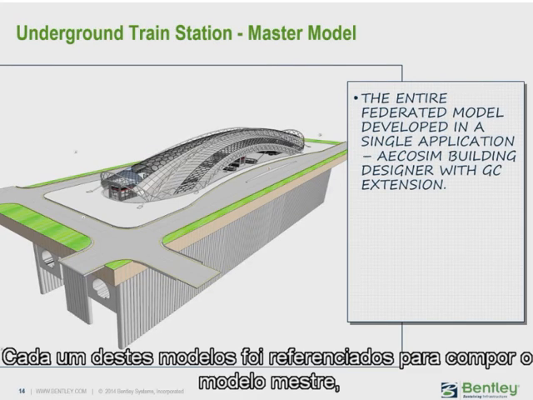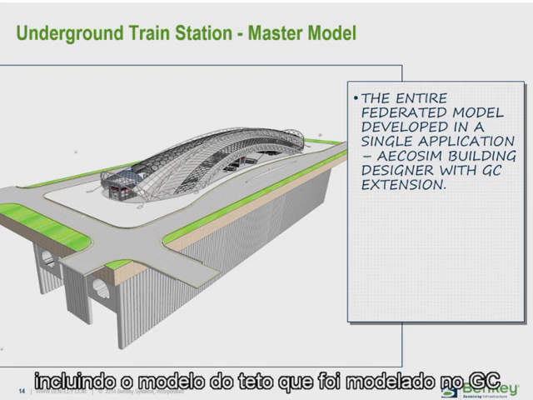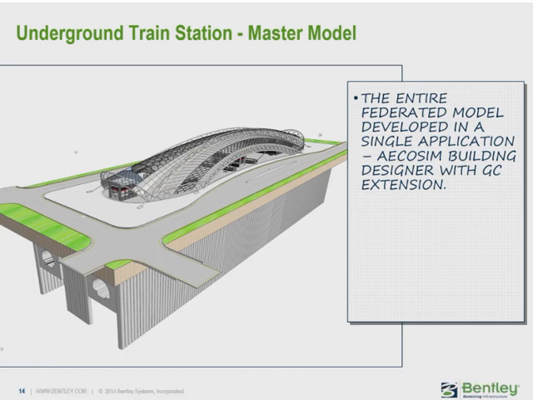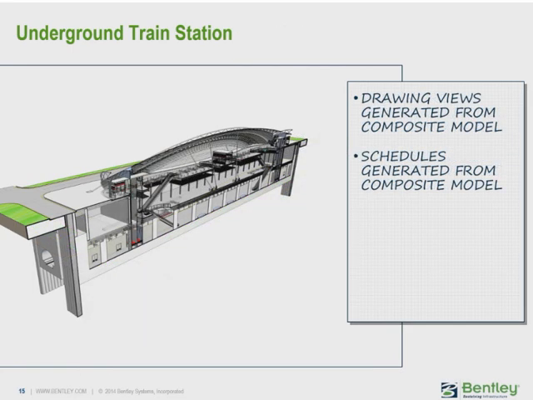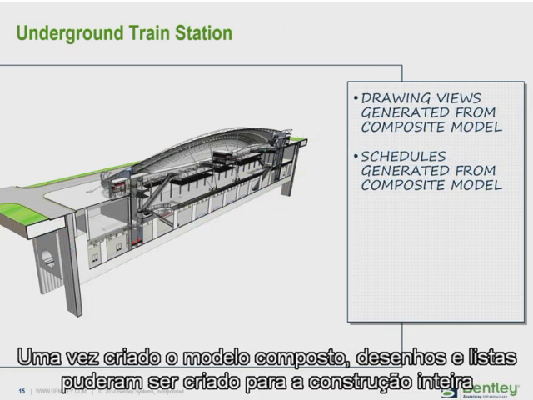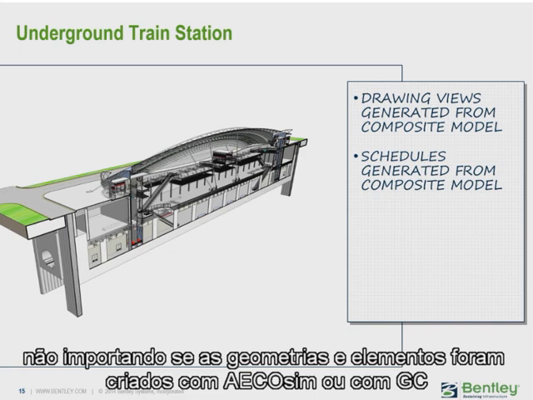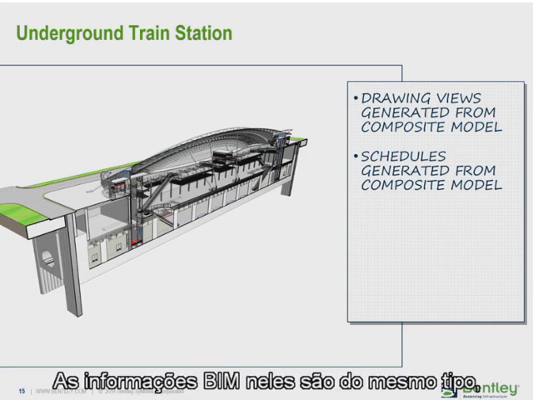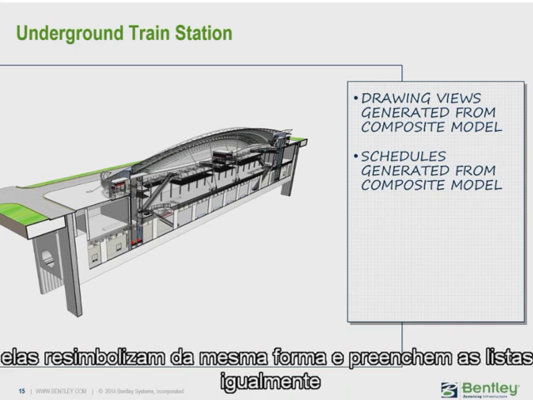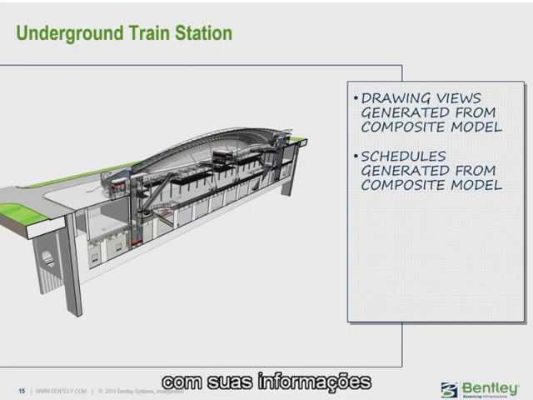Each of these models was then referenced together to create the master or composite model, including the roof model that had been modeled in GC. Once the composite model is created, drawings and schedules could be created for the entire building. It does not matter if the geometry and elements were created using Ecosim tools or GC tools. The information on them is the same. They re-symbolize the same, and they populate the same schedules with their information.